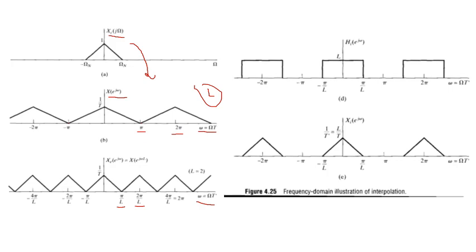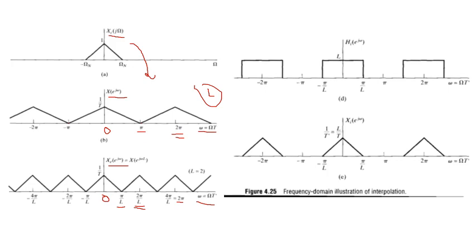So here is the expanded spectrum. Okay, so now we are having more copies. Previously we had a copy at 0 and a copy at 2 pi. Now we have copies at 0, the other one at 2 pi by L, and then a copy at 4 pi by L, which is equal to 2 pi. So now we are having more copies.